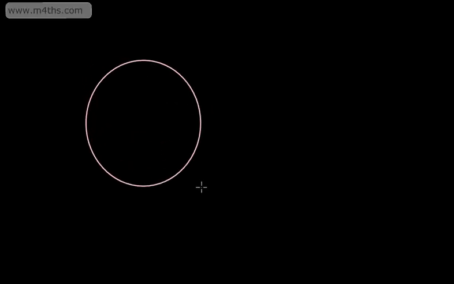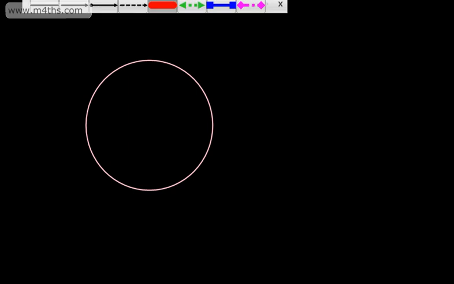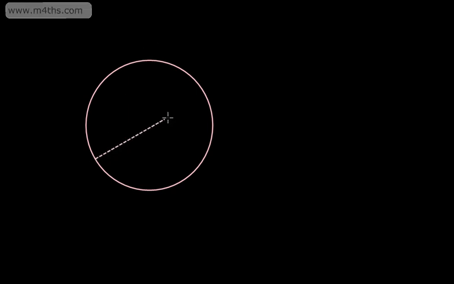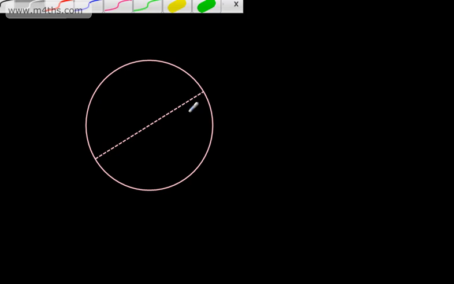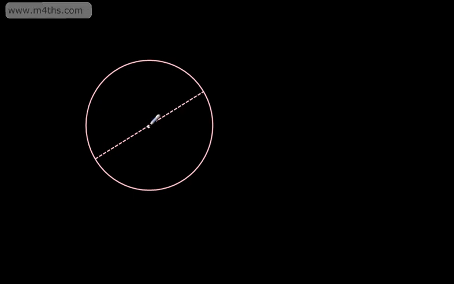I'm going to draw up a circle, and then I'm going to draw on a diameter. The diameter is a line that goes from the circumference to the circumference and passes through the centre. So if we go ahead and do that, we can just write that this is a diameter.